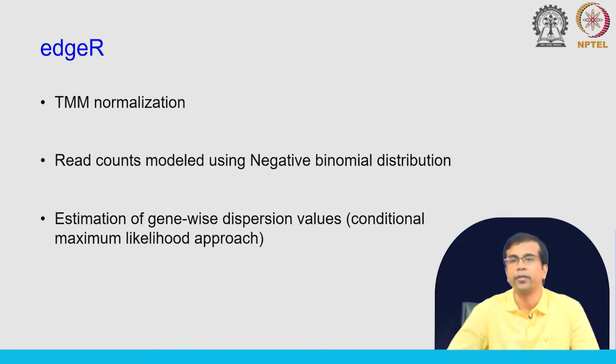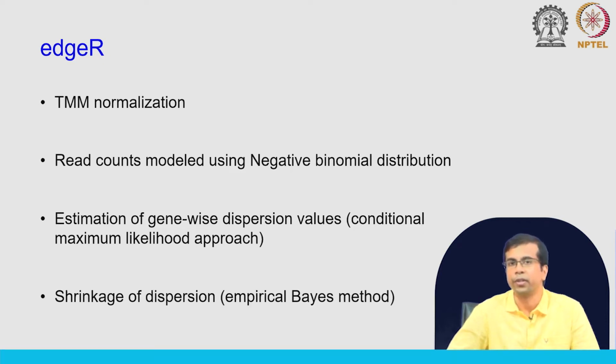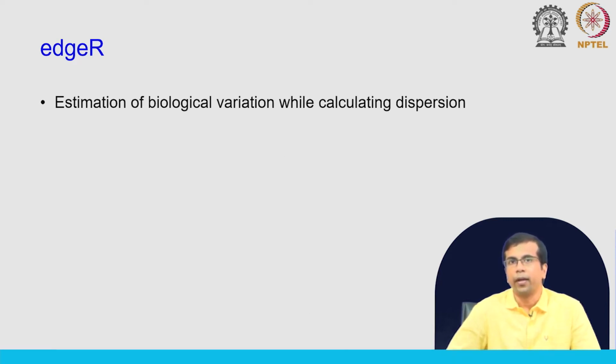If you go into the reference and see the details, you will see the dispersion methods are not exactly the same, right. So, this estimation process and the shrinkage of dispersion, again it uses an empirical based method, but there is some difference. And one of the unique points about edgeR is that it can actually sometimes separate out technical variation from biological variation. So, it can estimate the biological variation while calculating dispersion.